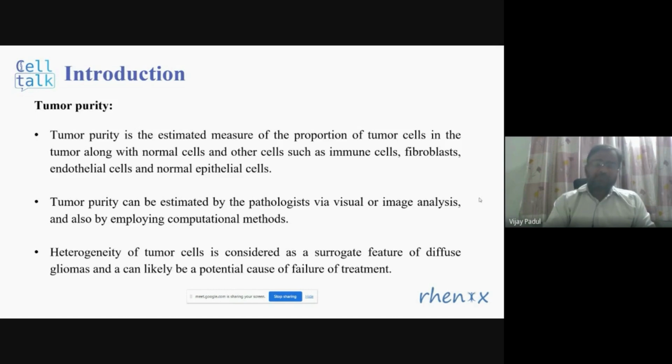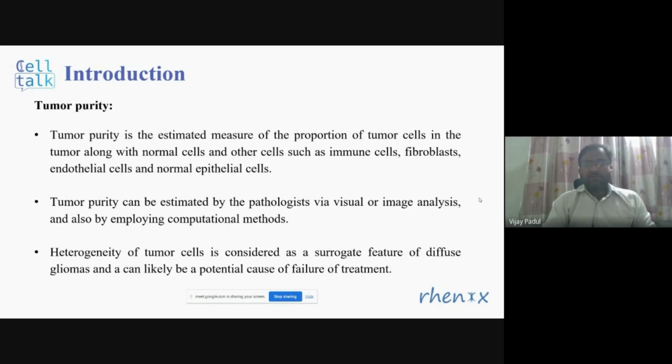Now, tumor purity is routinely estimated by the pathologist by analysis of histopathological sections of the tumors. This can also be done by image analysis using computational methods, where a high resolution image taken using a microscope is fed into an algorithm, which identifies the tumor purity and gives a specific value associated with it.